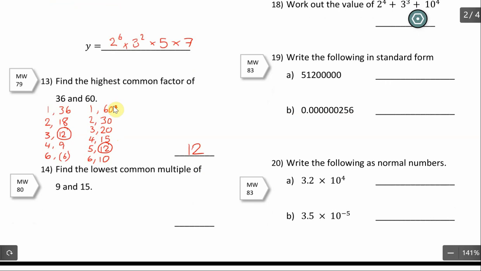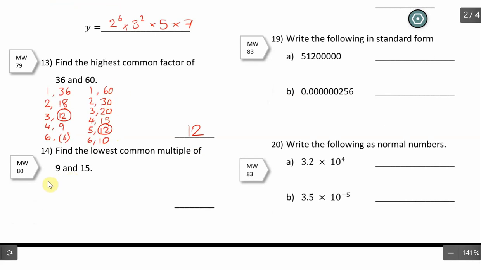Okay. The lowest common multiple of 9 and 15. Again, these are quite low numbers and ones that are quite easy to work out some multiples of. Remember, multiples are in the multiplication tables of these things. So if I write out the 9 times table, in other words 9, 18, 27, I'm just going to think in the back of my mind, testing each of these to see whether 15 goes into it.